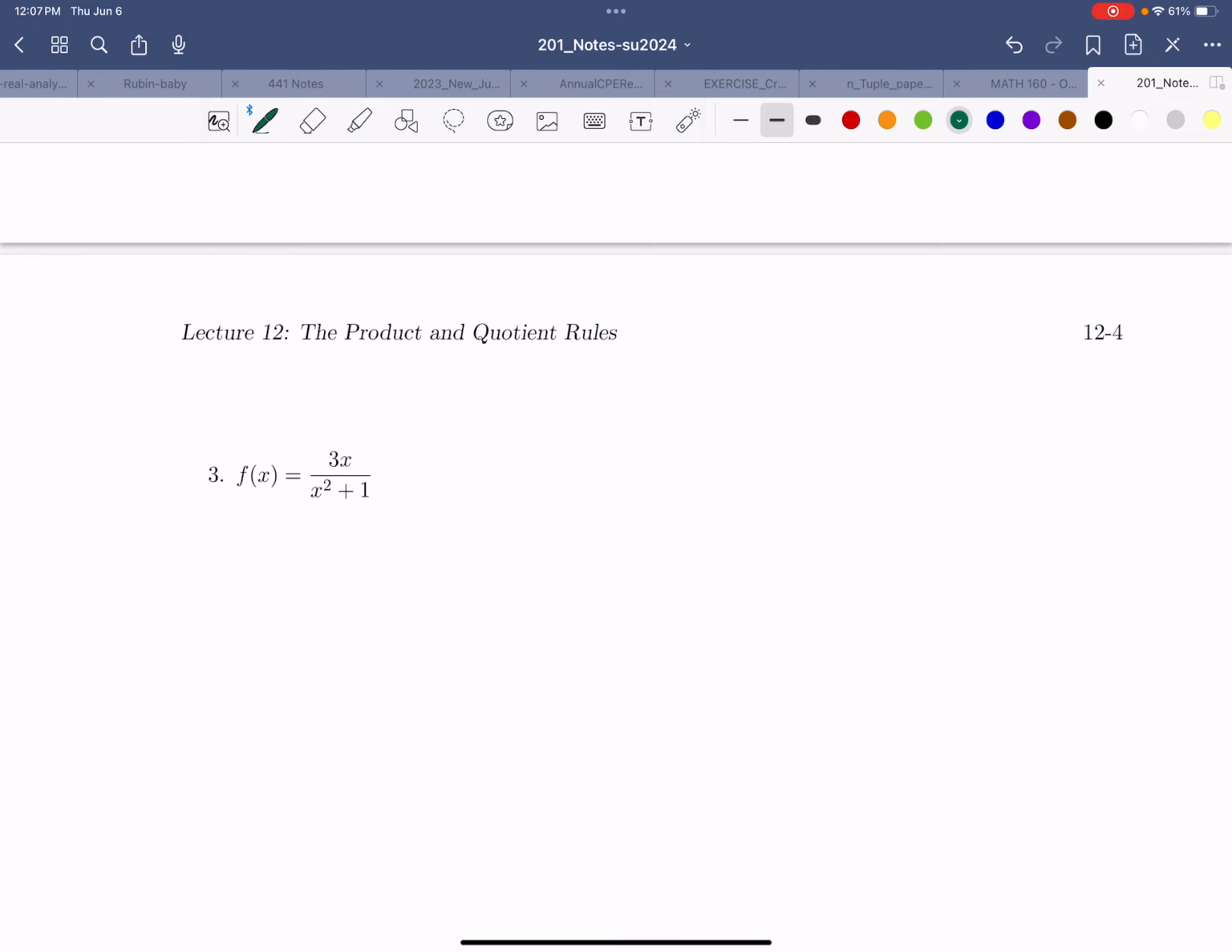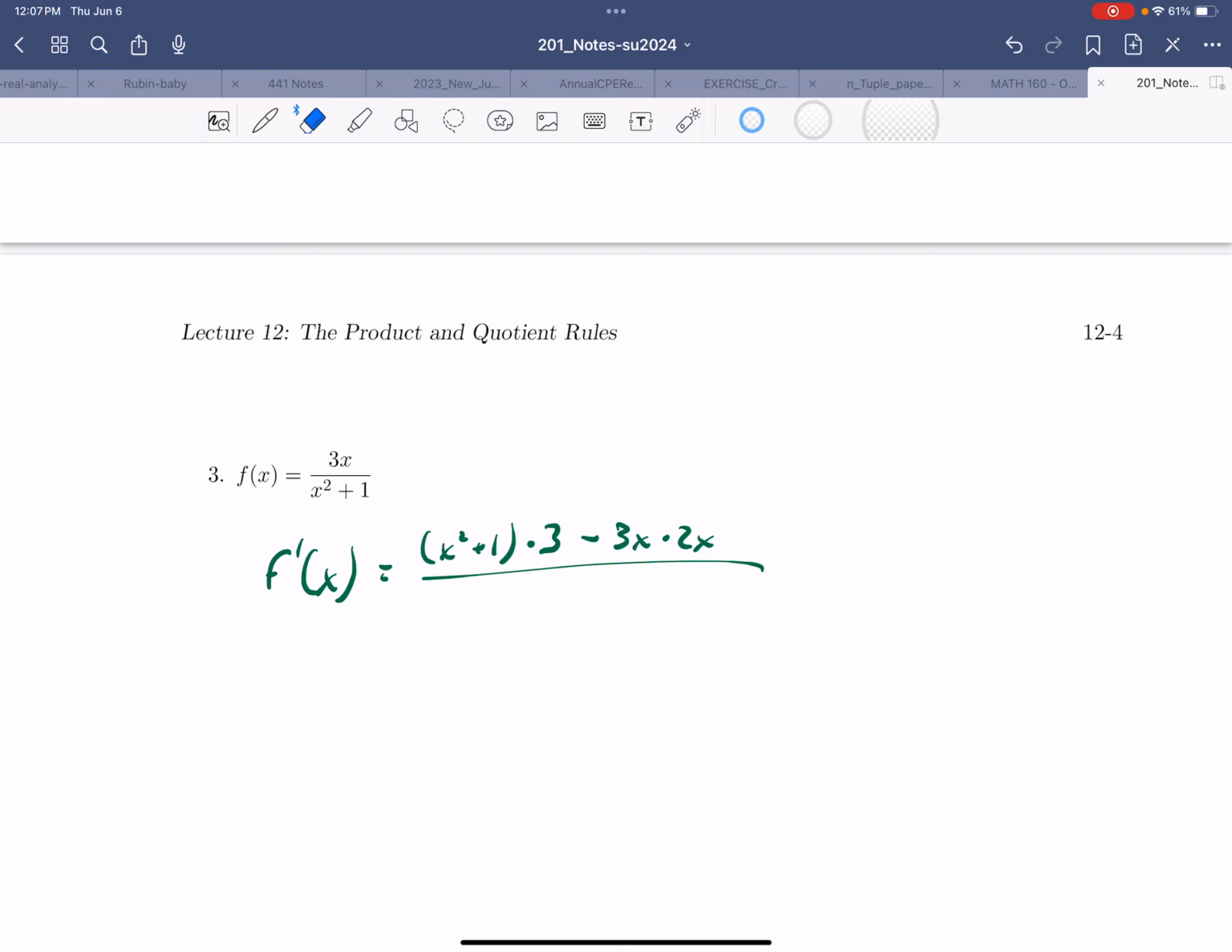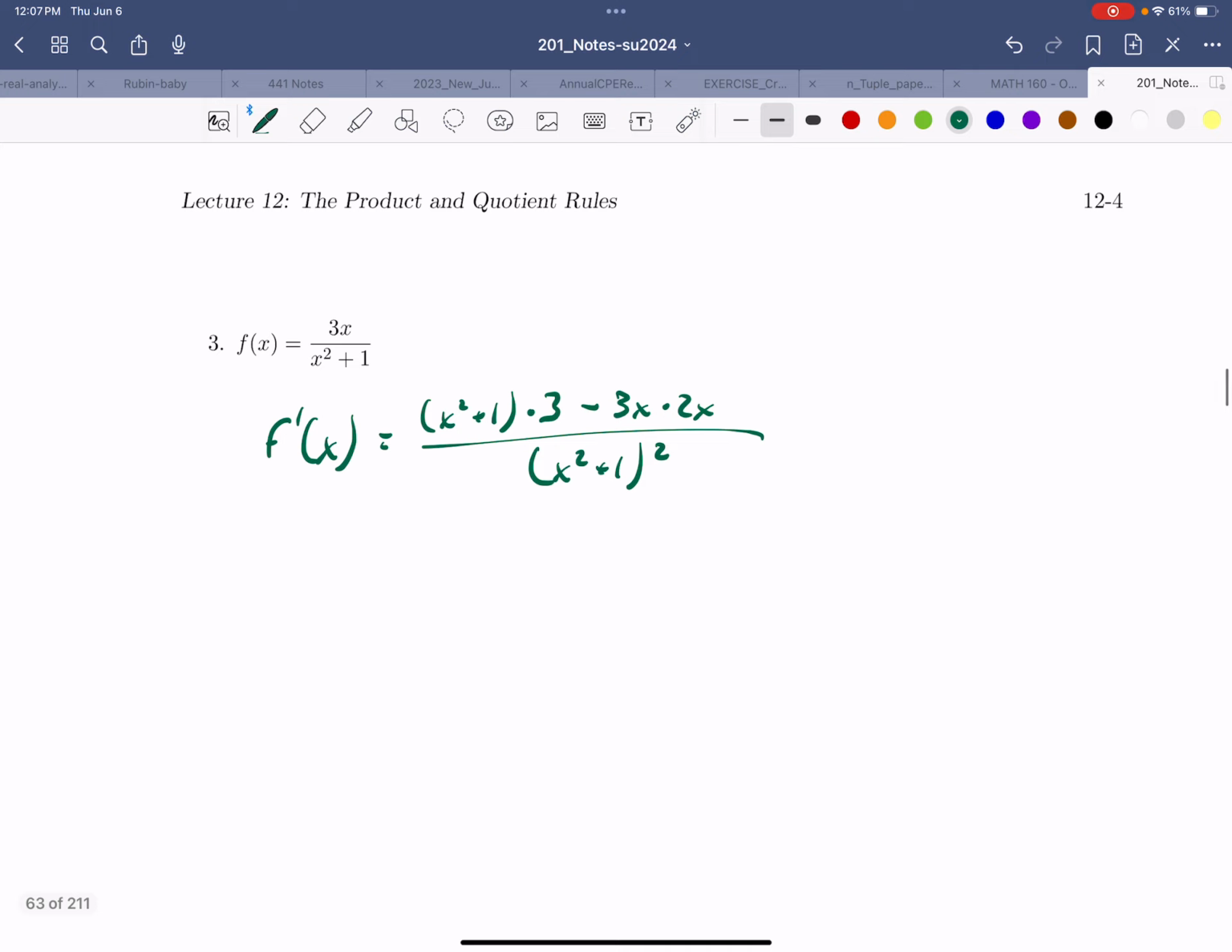All right, now something like this, f of x equals 3x over x squared plus 1. We're talking quotient rule here. Remember, we've got the top and the bottom. Low d high minus high d low, all over low squared. Now, this one I do think is quick enough we can simplify.